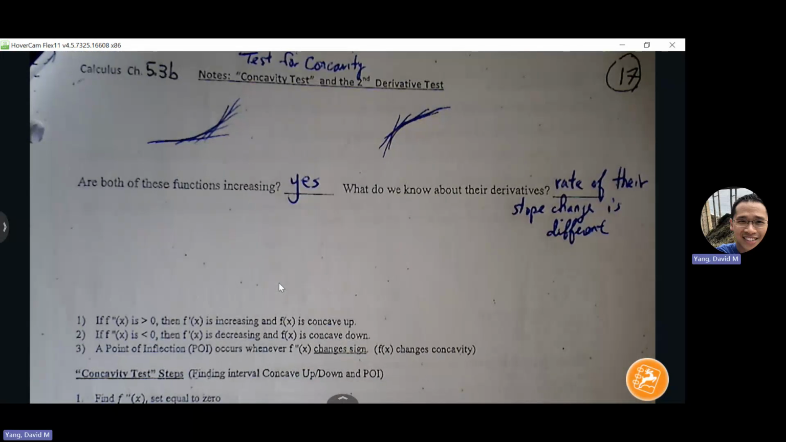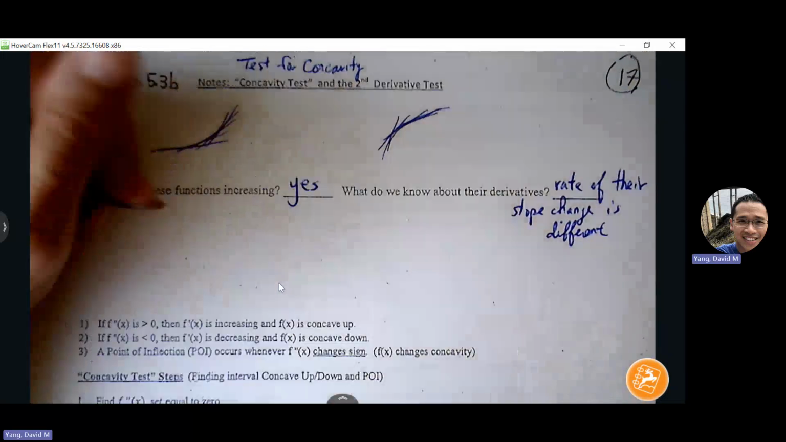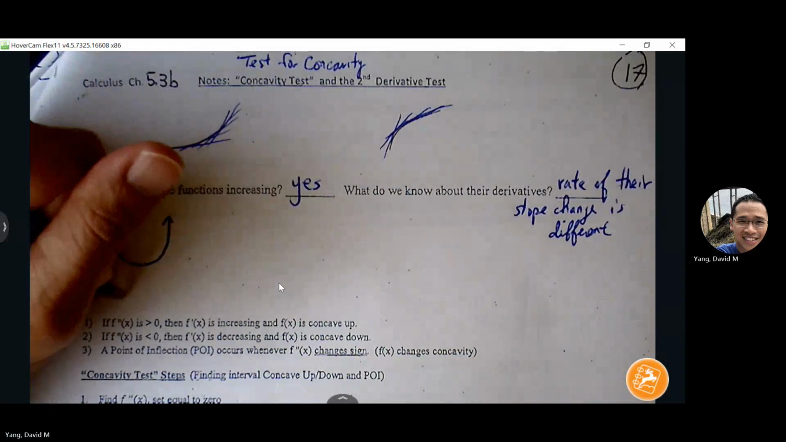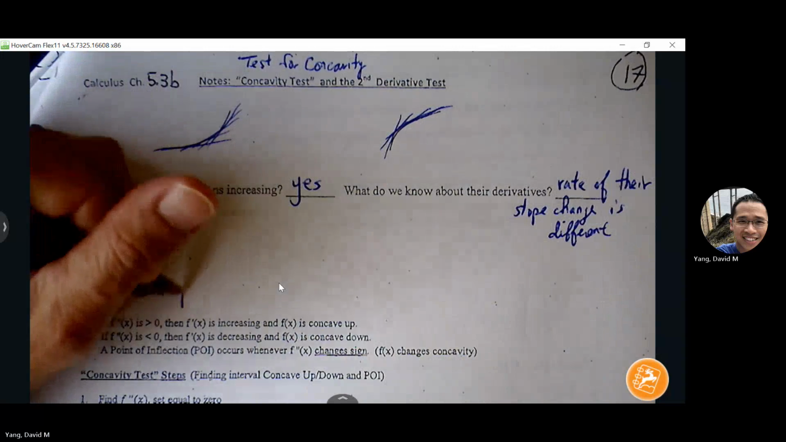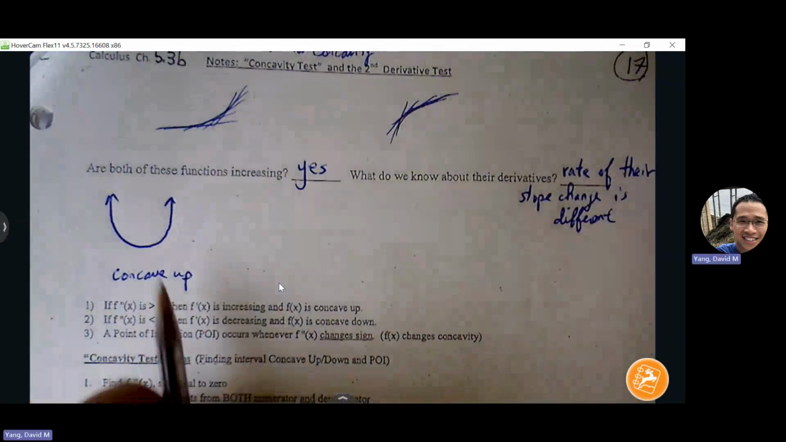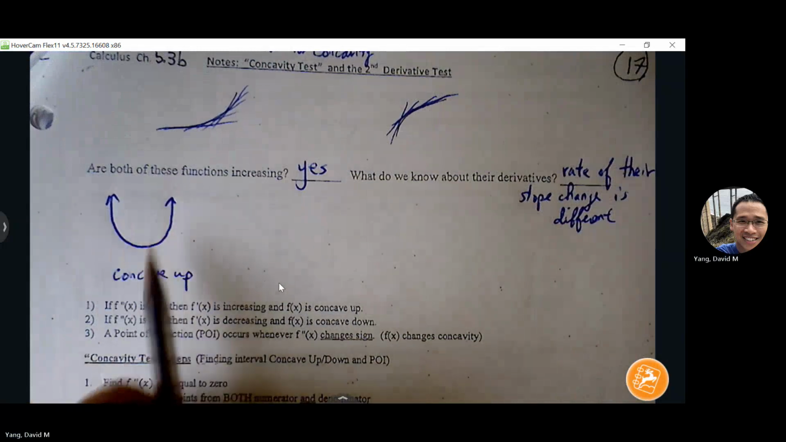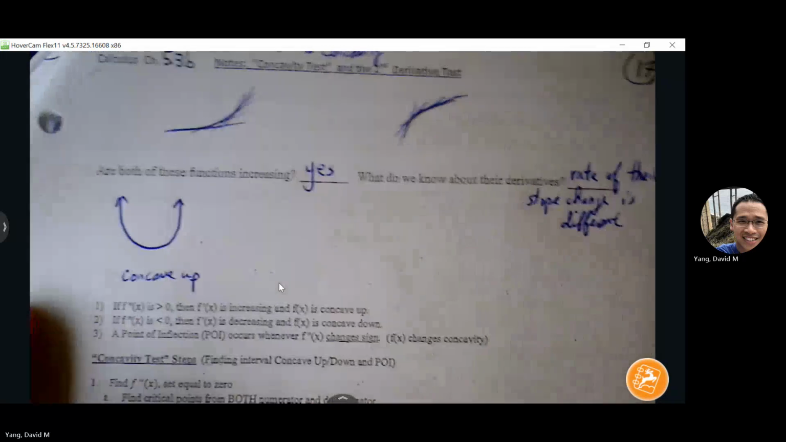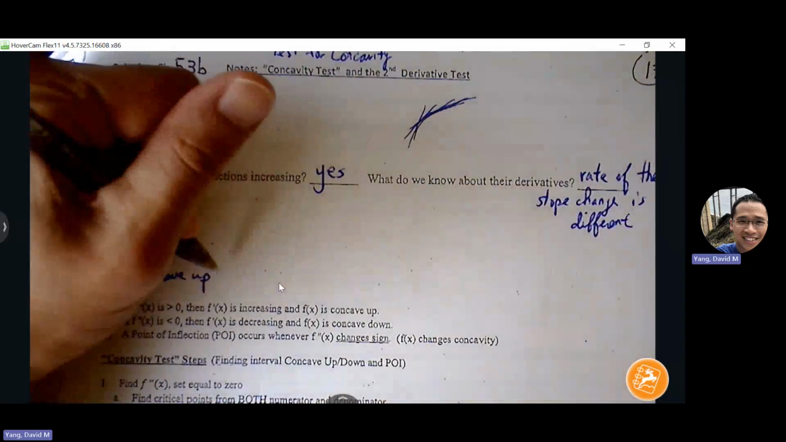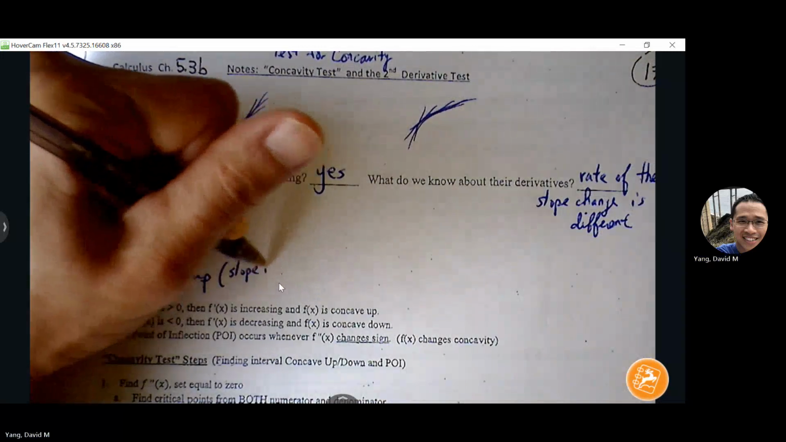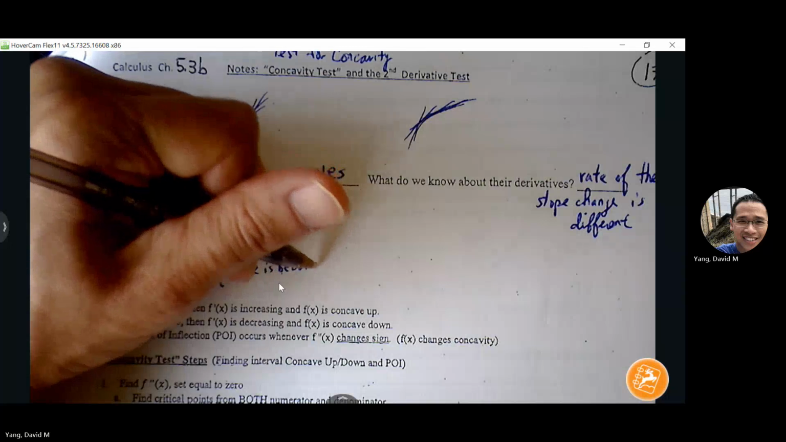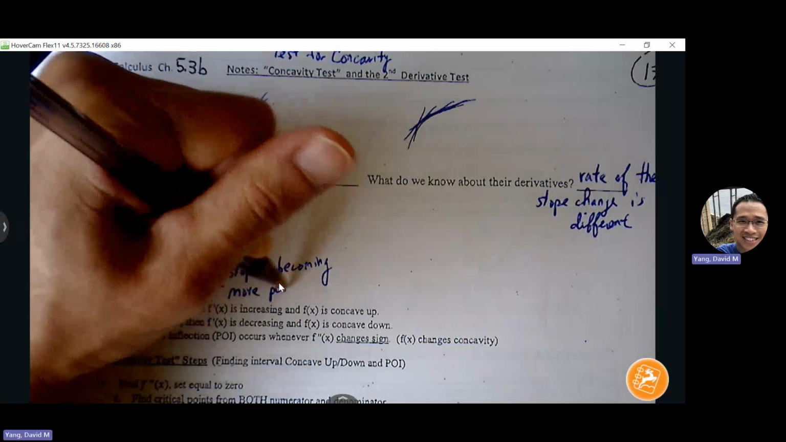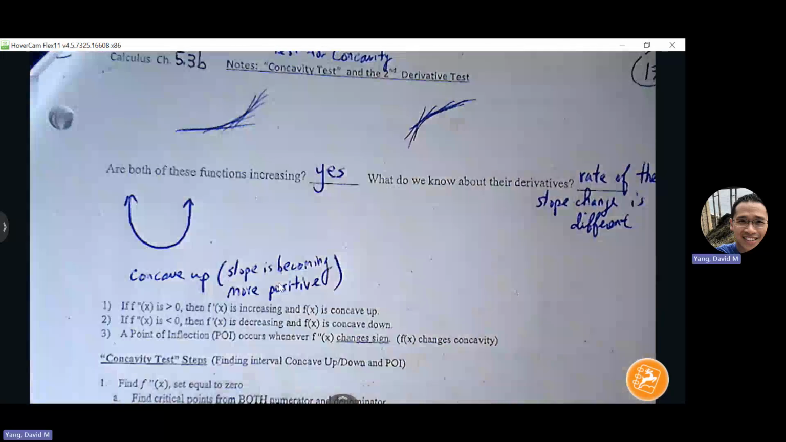So that goes to the two shapes that we want to talk about. The first is called a shape that is concave up. Concave up is a shape that kind of resembles a parabola that's opening up. And here's the behavior: the slope is becoming more positive. That's how we know a graph is concave up. Or how about this? The slope is moving in a positive direction.